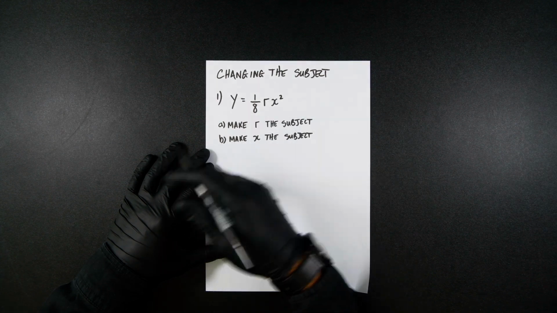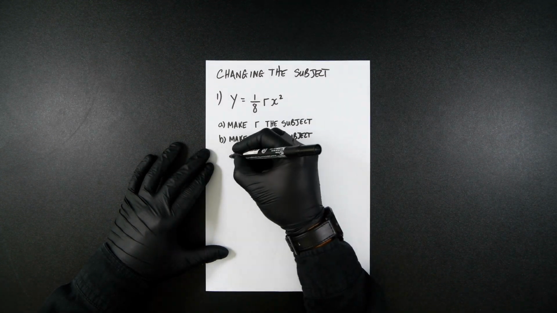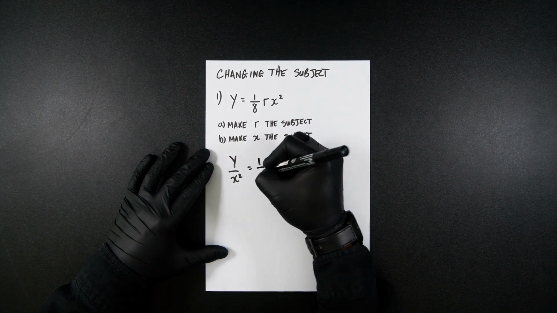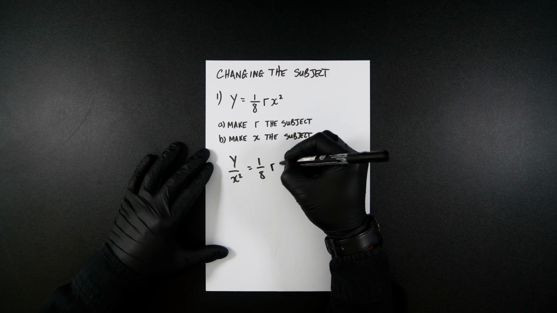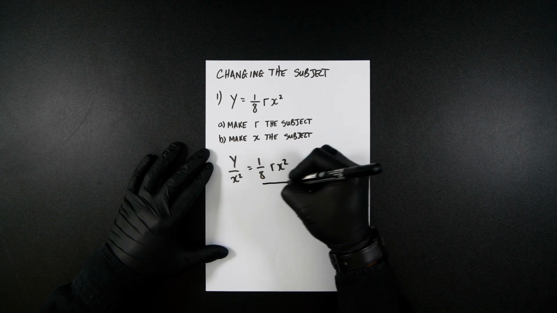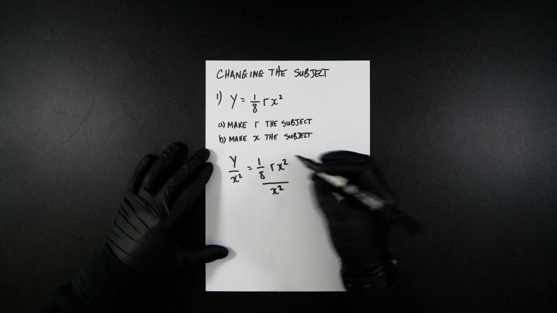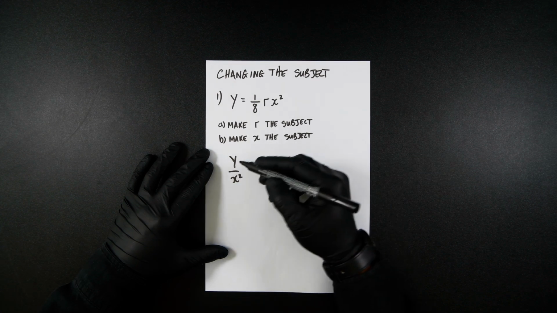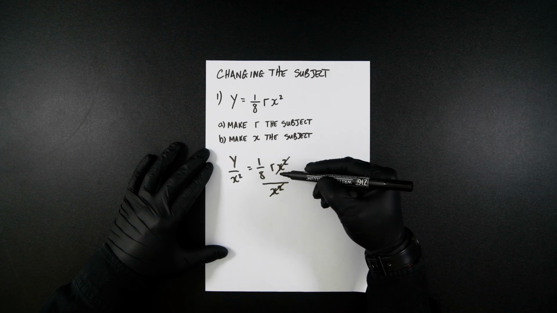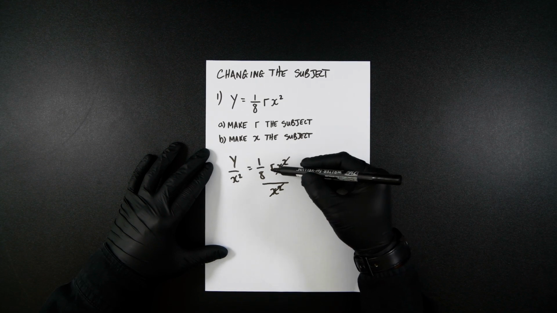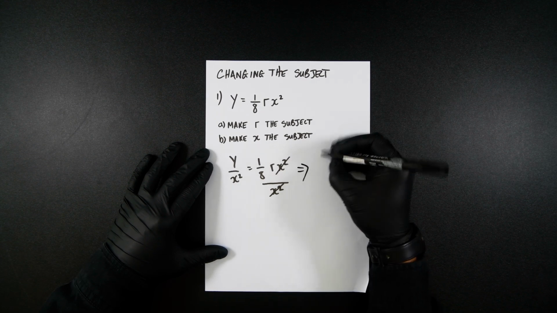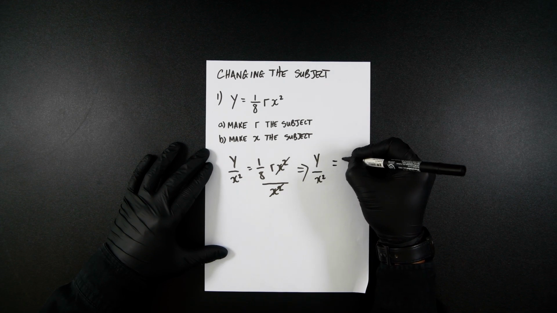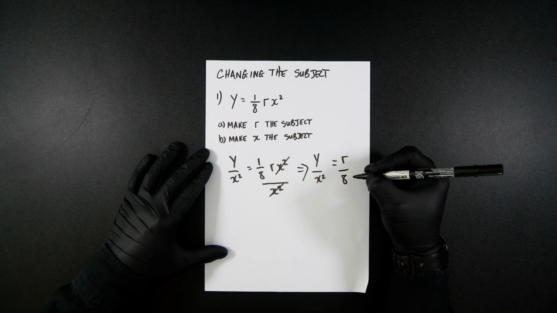So we're going to divide both sides by x squared. So it'll be y over x squared equals an eighth r x squared divided by x squared. As you can see, the x squareds will cancel out. We're now left with y over x squared equals an eighth r. This could be represented as y over x squared equals r over 8.